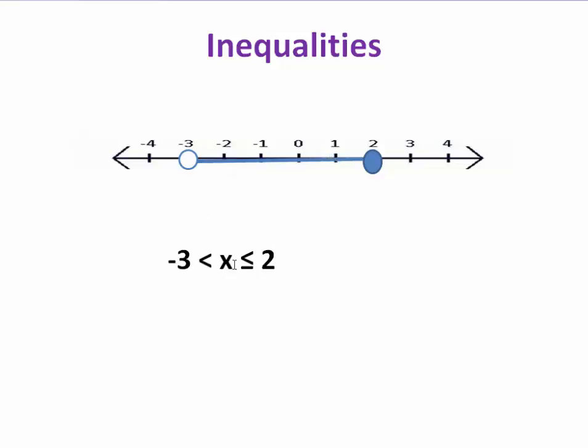And then our other side, it says x is equal to or less than 2. So 2 is a solid circle because we've got this equal sign, and we're going to the left. And between these two circles is the solution to this inequality. All these numbers are the solution.